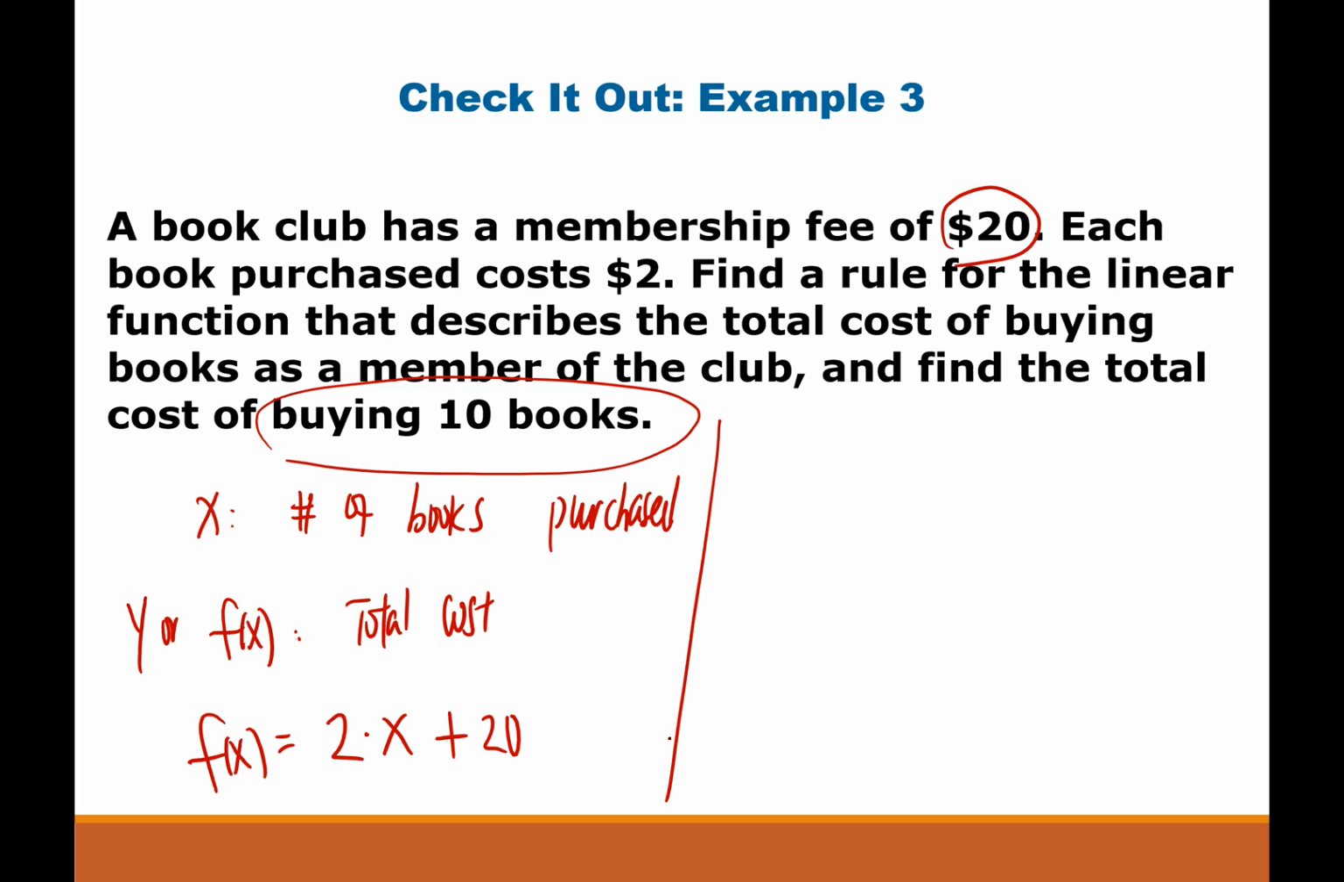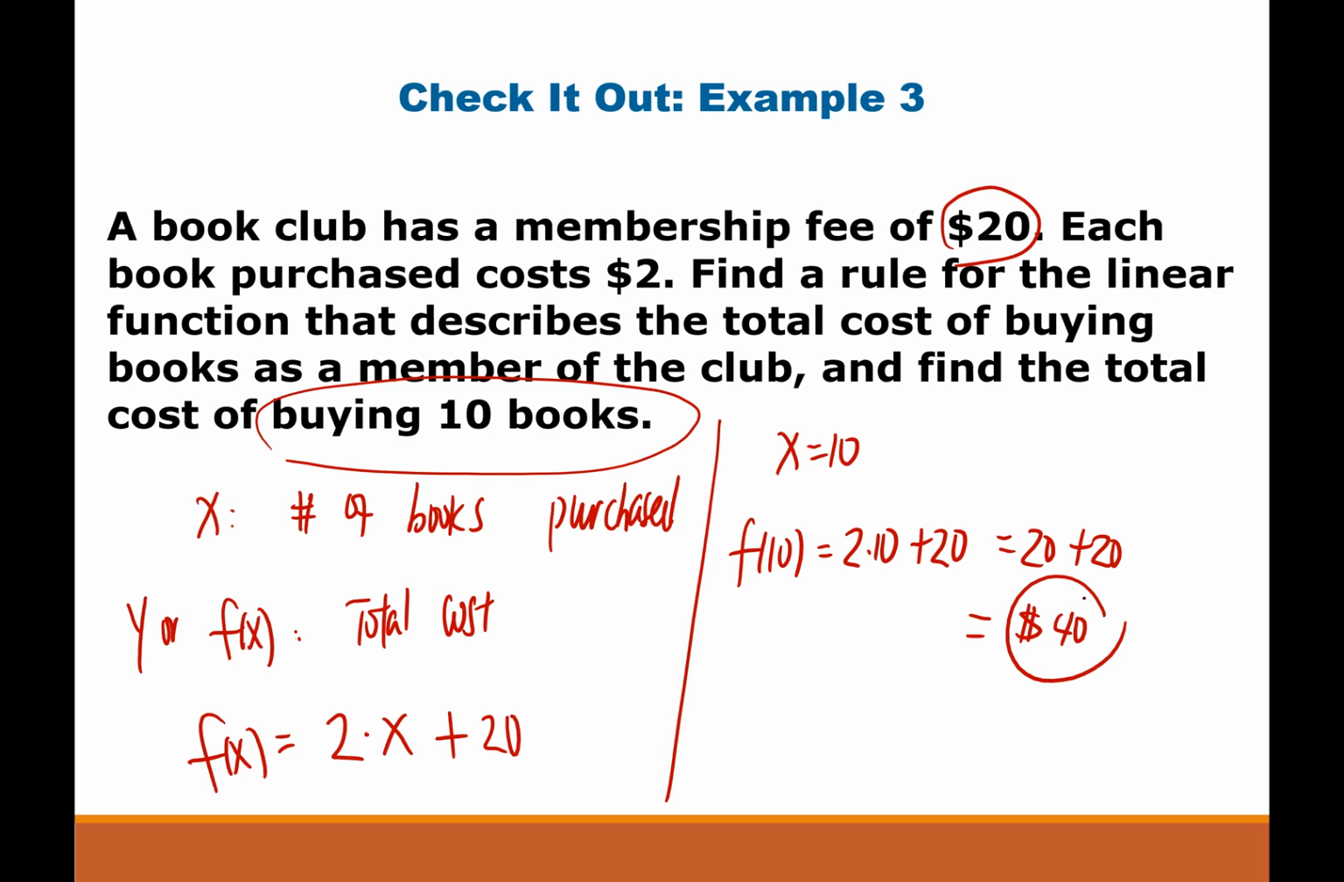Now you want to find out the total cost for buying 10 books, when X equals 10. F of 10, 2 times 10, adding 20. So it's 20 adding 20, that's $40. So the total cost of buying 10 books will be $40. Okay.